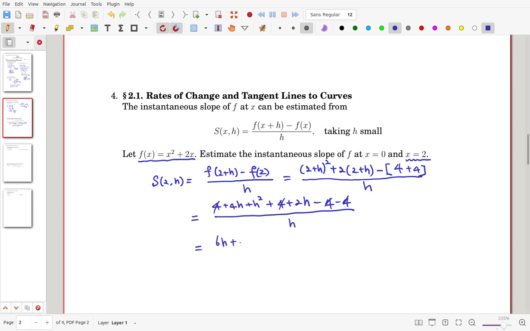And finally, remainder one is h squared. Divide by h. So it is the same as 6 plus h. So once we take h smaller and smaller, approaching 0, then that is approaching 6. So at x equals 2, the instantaneous slope of f is now 6. For the other one, you can do it yourself.